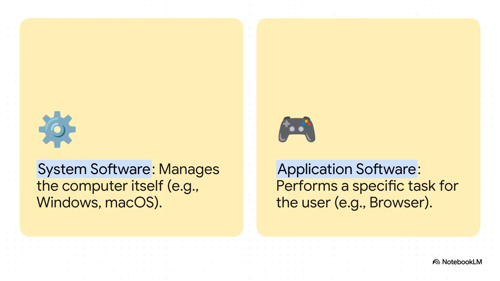All right, but software isn't just one thing, right? It's really split into two big categories. First, you've got system software, like your Windows or Mac OS. Its only job is to manage the computer itself. Think of it like the stage crew in a theater. And then you have application software, your web browser, your favorite game, a word processor. These are the actors on the stage, the ones doing the specific things you actually came to see.